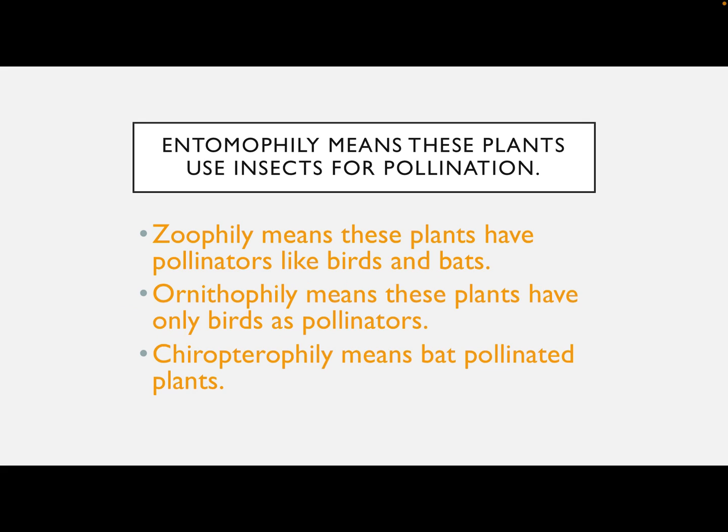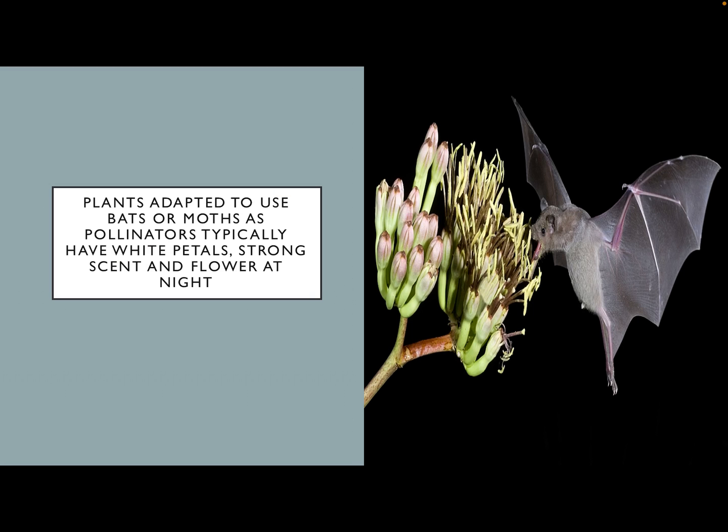Phily means to love, ornitho means bird. Those plants which love birds as their pollinators will be called ornithophilic plants. And chiropterophily. Chiro means bats. Those plants which use bats for their pollination. So remember these terms: entomophily, entomo means insect; zoo means animals; ornitho means bird; and chiro means bats.